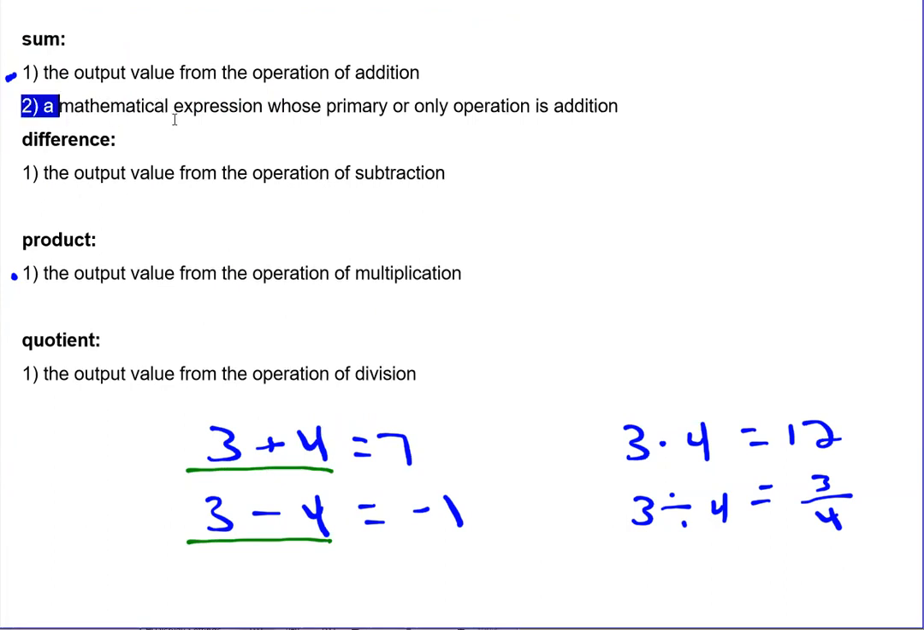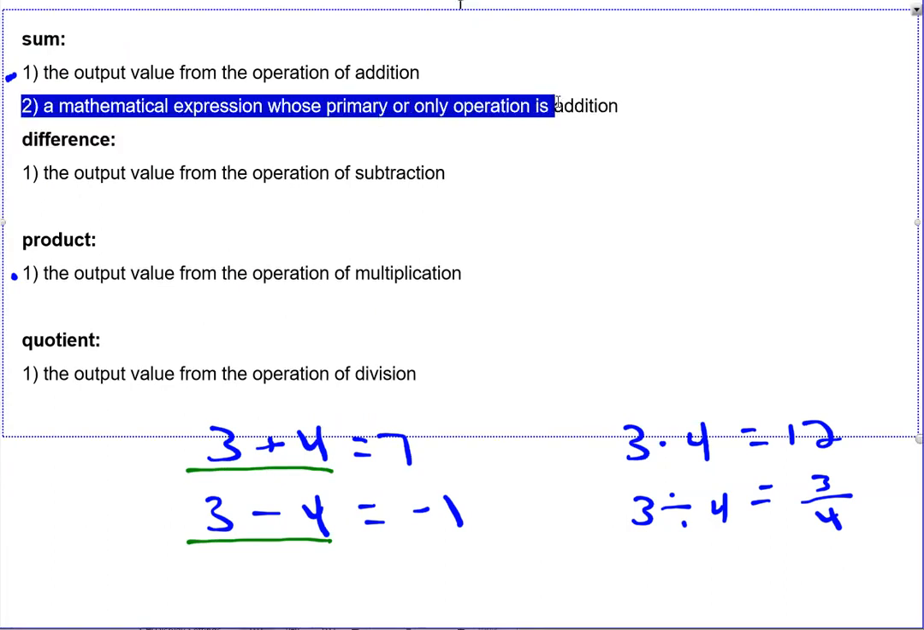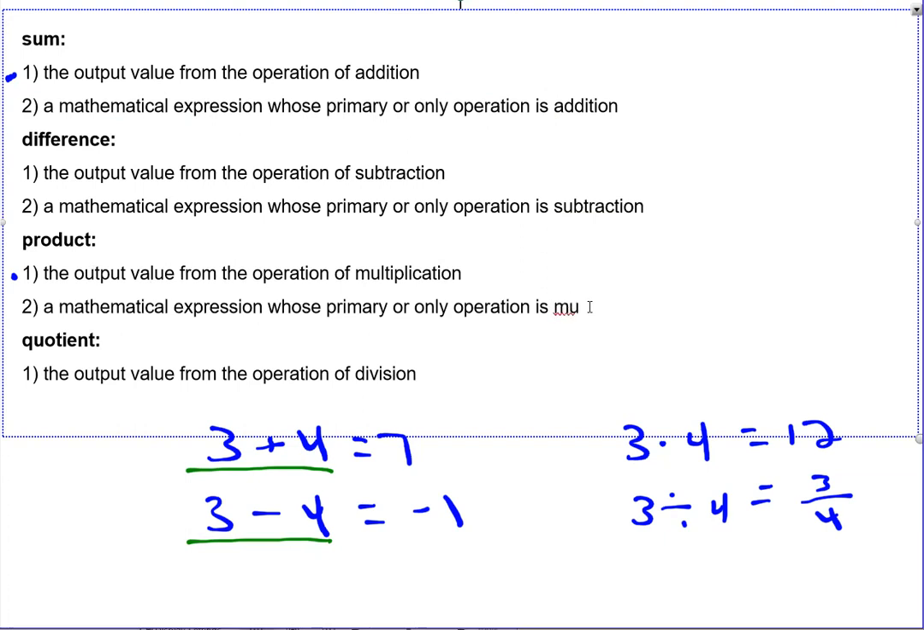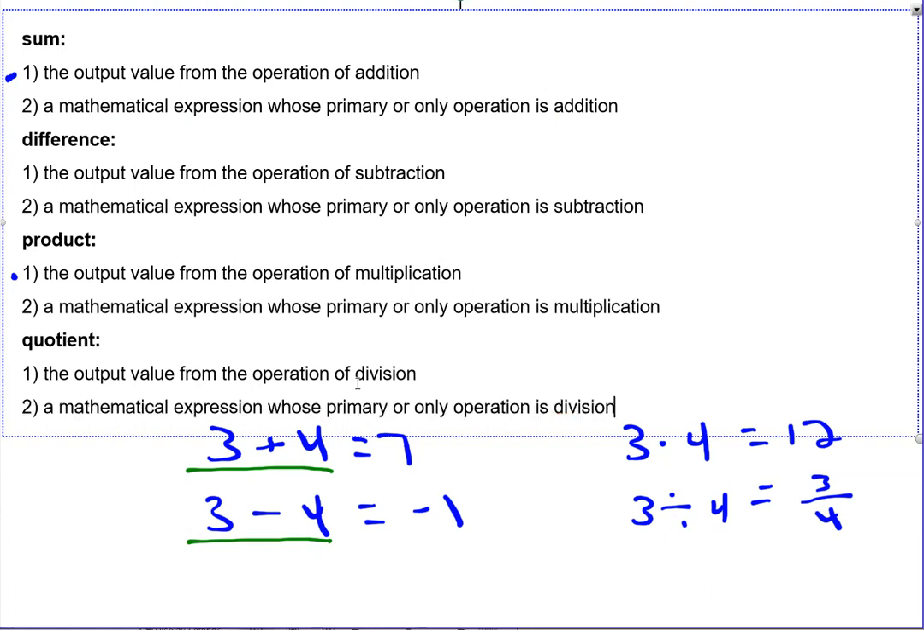So to talk about difference, that could be a mathematical expression whose primary or only operation is subtraction. Product is an expression whose primary or only operation is multiplication. And same thing for division. Go ahead and make sure you put those definitions in your notes. Pause the video if you need to.